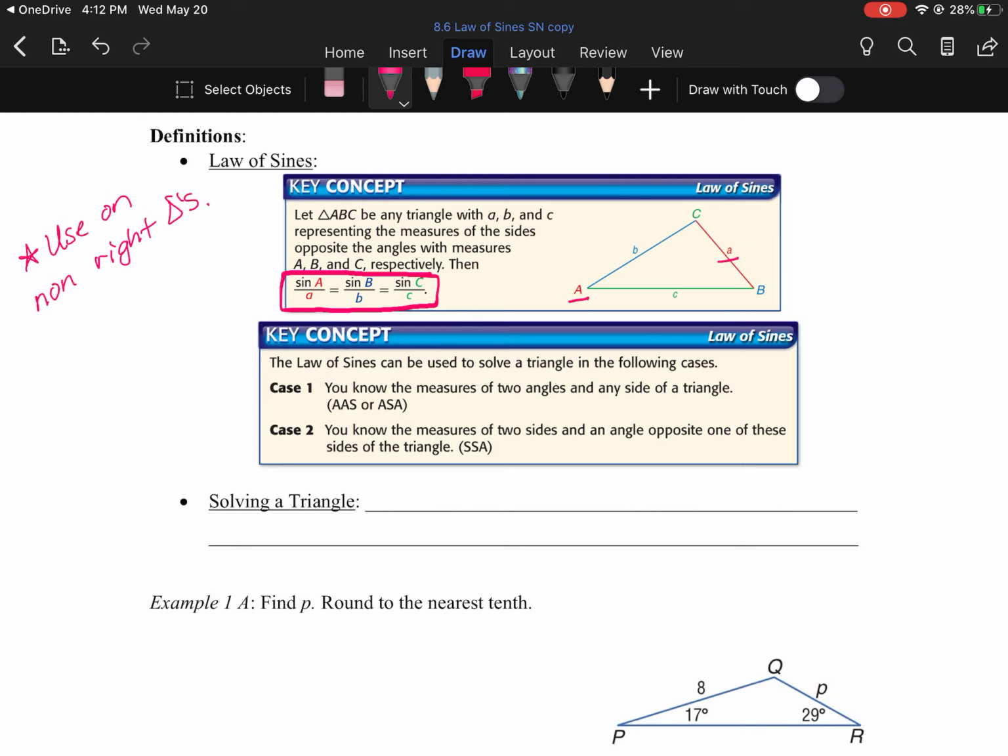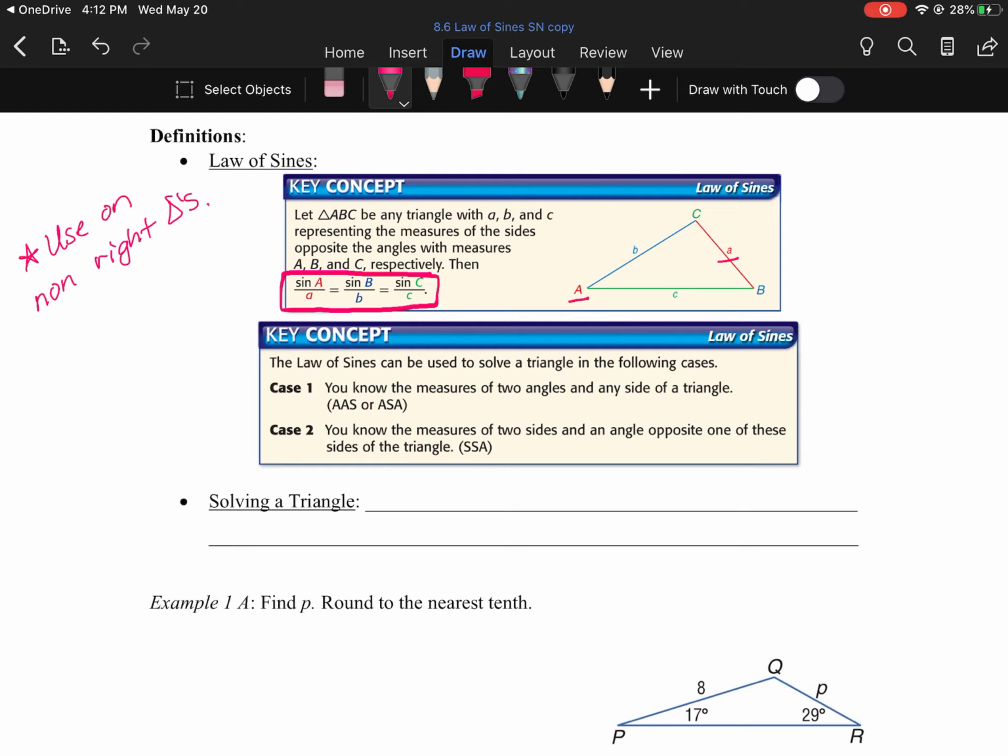So our second key concept box says the law of sines can be used to solve a triangle in the following cases. The first case is you know the measures of two angles and any side, so any two angles and any side of a triangle. Case 2 is you know the measures of two sides and an angle opposite one of those sides.